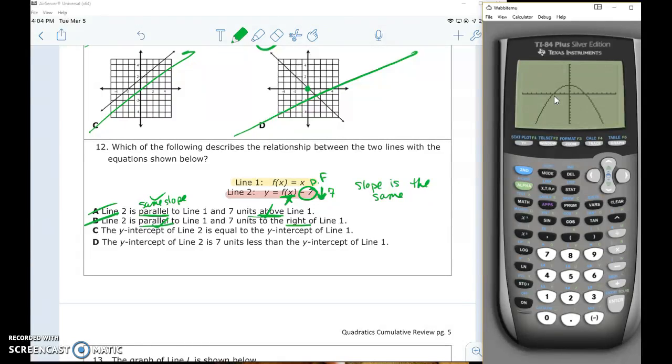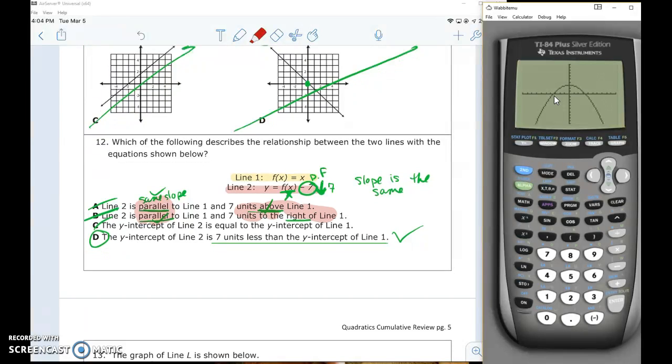B is not correct. C: the y-intercept of line 2 is equal to the y-intercept of line 1. Our graph went down 7, so they cannot be equal. D: the y-intercept of line 2 is 7 units less than the y-intercept of line 1. This is true. Notice that in A and B, it did say they were parallel, and that's true. However, the rest of the statement wasn't true. So that's why we had to cross off A and B.